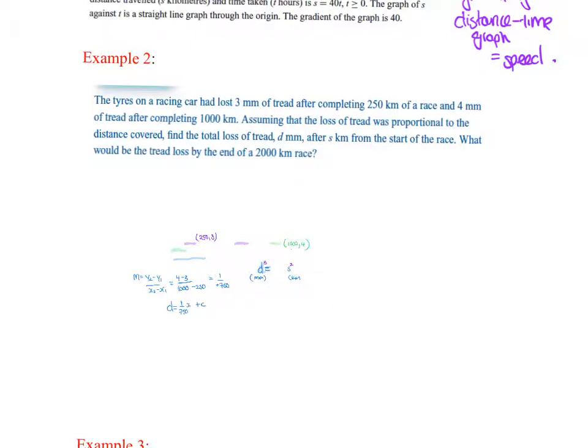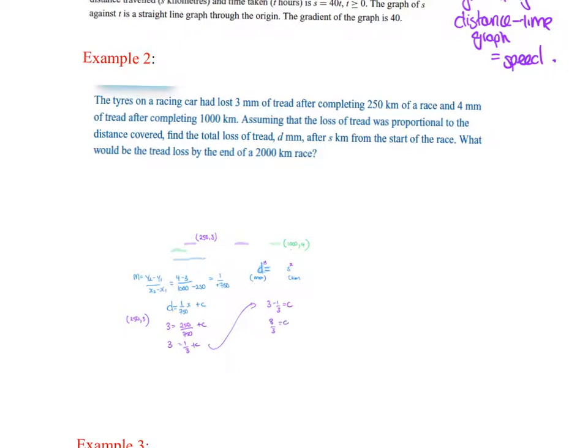So how am I going to find C? Just use any of the points. I'll use the first one. So 3 equals 250 over 750, plus C. Sorry, I've done that wrong. So that's 3 equals 1 over 3 plus C. Sorry, running out of room. So 3 minus a third equals C. 3 would be 9 over 3, minus 1 is 8 over 3.